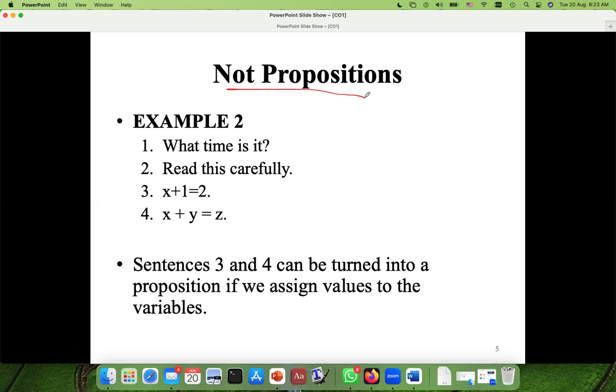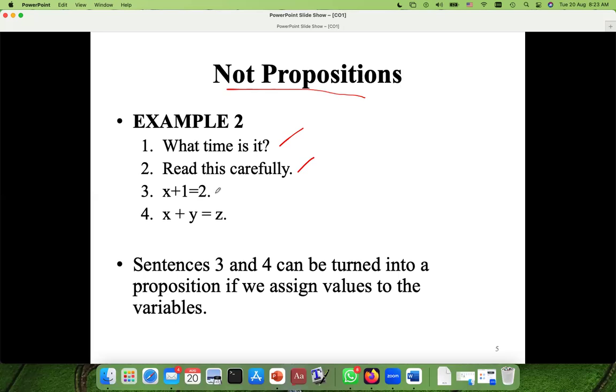So if you have the definition in your mind, then you will not make any mistake. So now, for example, this is the first example. What time is it? So the answer is true or false? No, nothing. So that's why it is not a proposition. You will tell or inform the other person the proper timing, that it's 4:30 or something like that. You will not answer this statement with true or false. Or if there is an instruction, read this carefully. So it is also again not true or false. So that's why it is not a proposition.